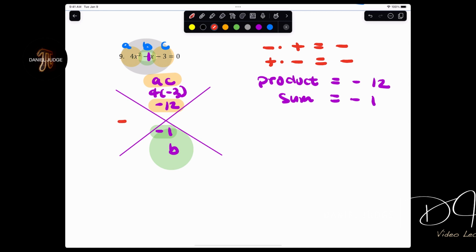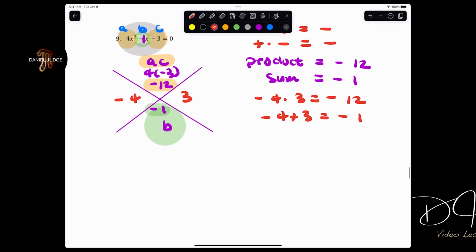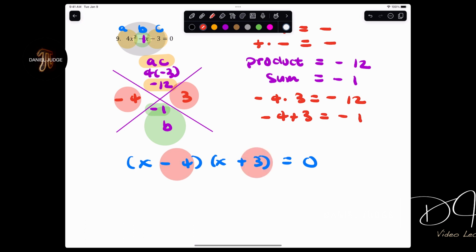So I think negative 4 times 3 will work. Negative 4 times positive 3 is negative 12. Negative 4 plus 3 will give me a negative 1. Those are the numbers. Good. X minus 4 times x plus 3 will equal 0. So negative 4, positive 3 goes here. There it is, ladies and gentlemen.